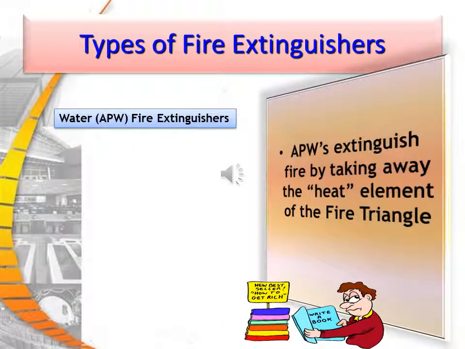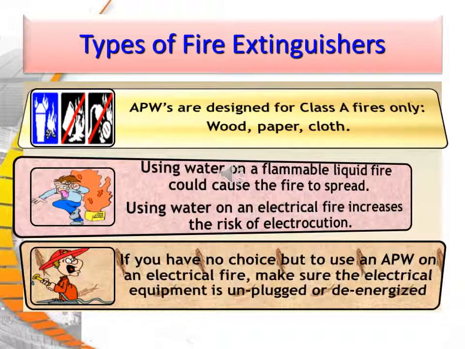APWs extinguish fire by taking away the heat element of the fire triangle, which of course is oxygen, heat, and fuel. APWs are designed for Class A fires only, which are wood, paper, and cloth.